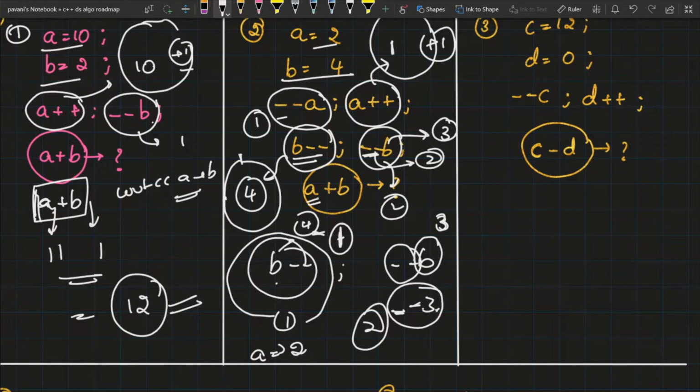See here, pre-decrement, when pre-decrement, the value became 1. Now here the value is 1. If here the value is 1, then post-increment, when the compiler sees a again, 1 will be added to this existing one. So the compiler saw a again, so the value of a is 2, and the value of b is 2, so the output will be 4.